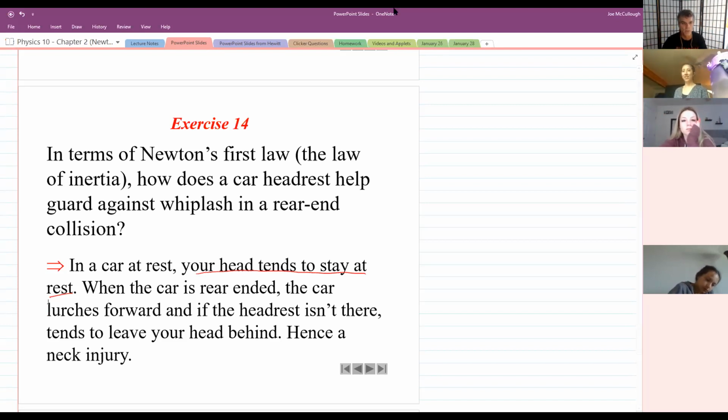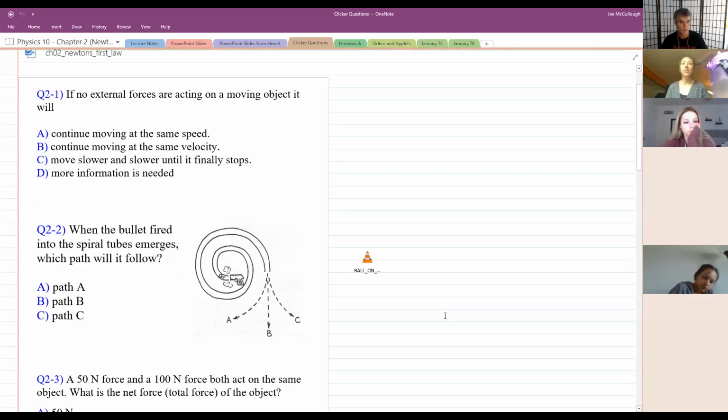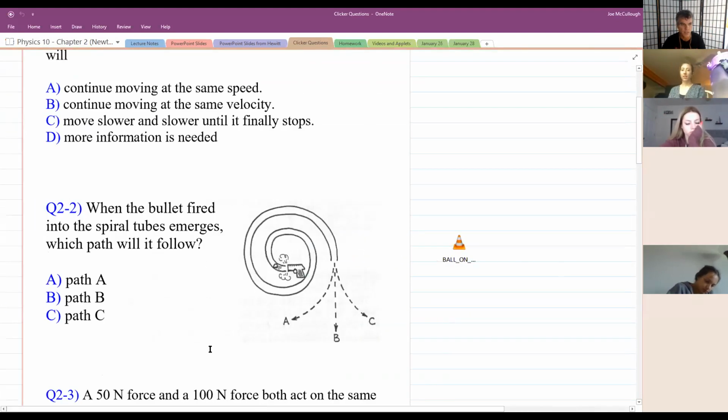Okay, I want to ask you a question here. Question 2 says, when the bullet fired into the spiral tube emerges, which path will it follow? So let's say I've got a gun shooting some sort of bullet. I've got this spiral here. And the question is, once it gets to this point here, which path is it going to follow? Path A, path B, or path C? I'm just going to pause 30 seconds and let you think about this. If you want to volunteer an answer, throw it in chat or unmute yourself.